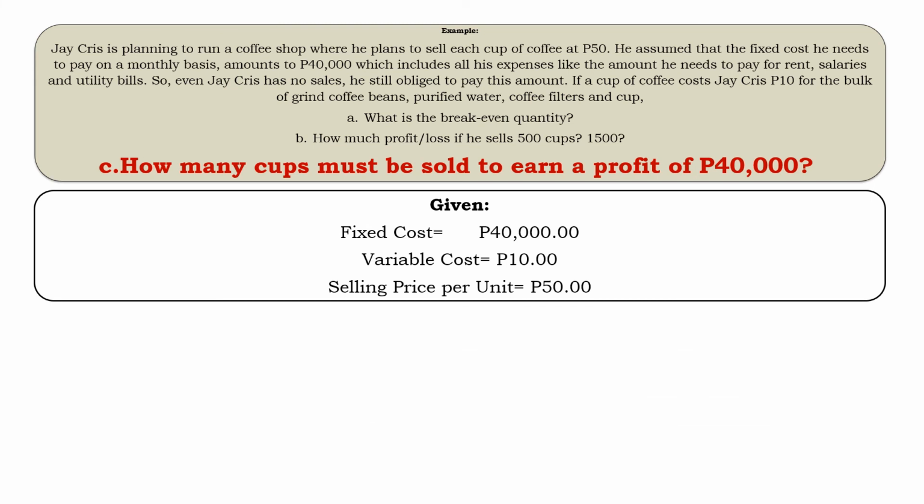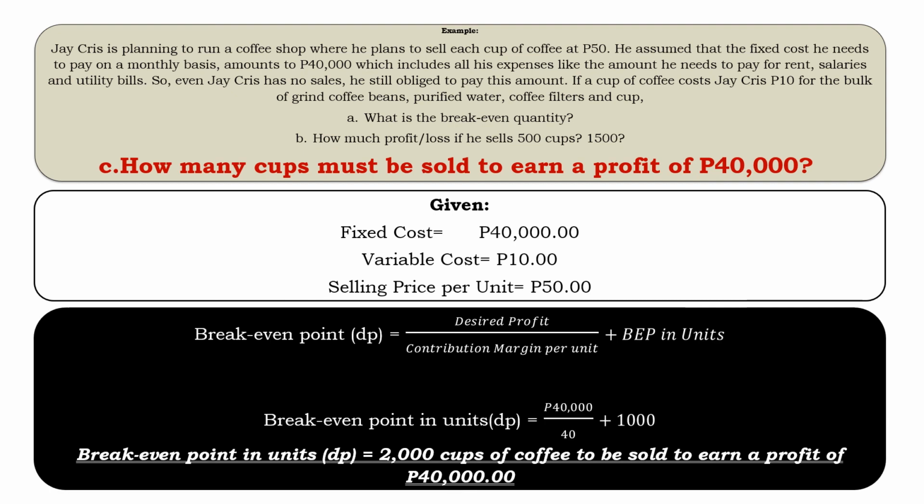Now to answer the question, how many cups must be sold to earn a profit of 40,000 pesos? Now for the solution for that, we will use the formula break-even point and desired profit is equal to desired profit divided by contribution margin per unit, and the answer from this will be added to break-even point in units. Okay, so the break-even point in units with desired profit, so let us substitute. The desired profit is 40,000 pesos and the contribution margin per unit is 40 pesos.